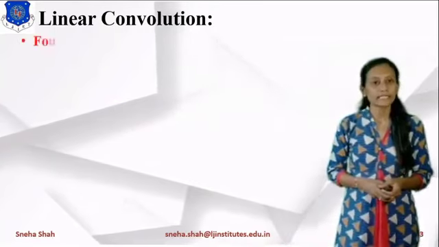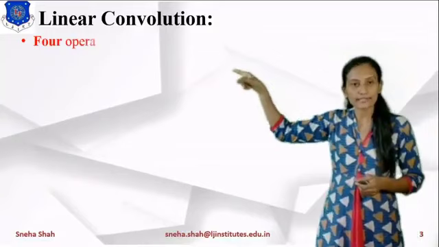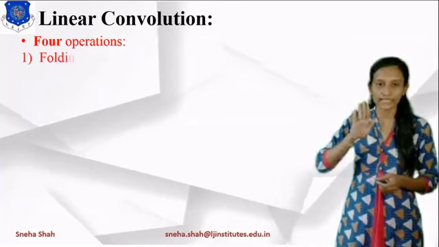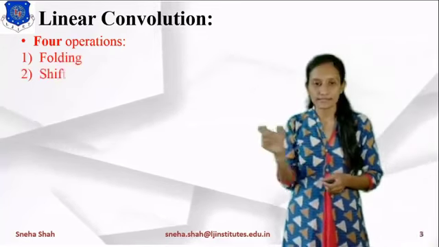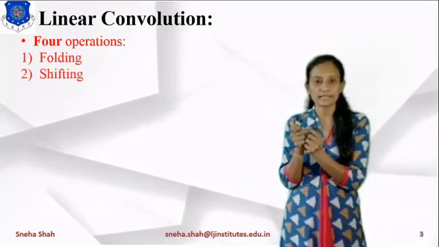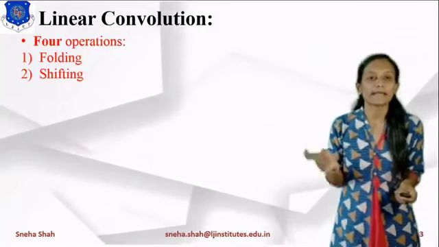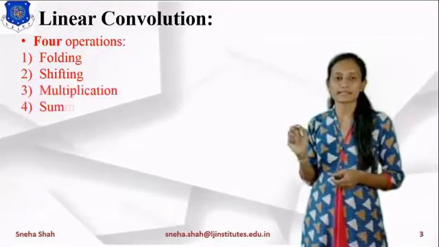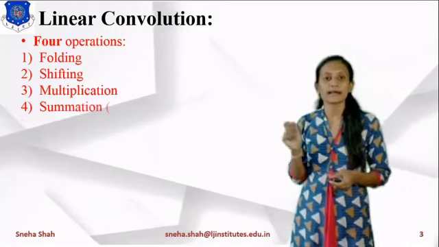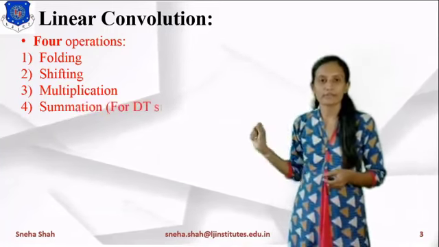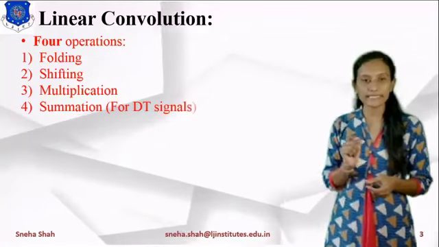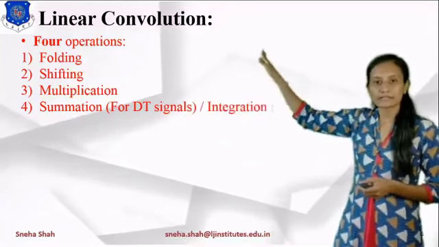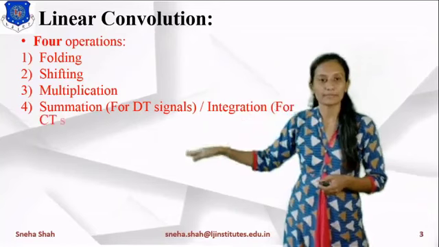Now, in linear convolution, as I told you, there will be four different operations. The first operation is folding, then we take the shifting operation, then the multiplication, and at last we do either summation or integration, for the two different types of signals, either continuous or discrete. For the continuous time signal, we have to use the integration, and for the discrete time signal, we have to take the summation. So basically, in linear convolution, there are four different operations.